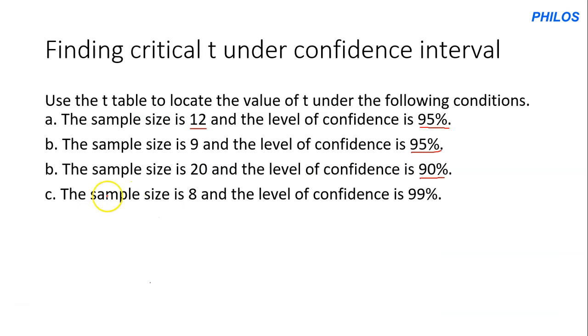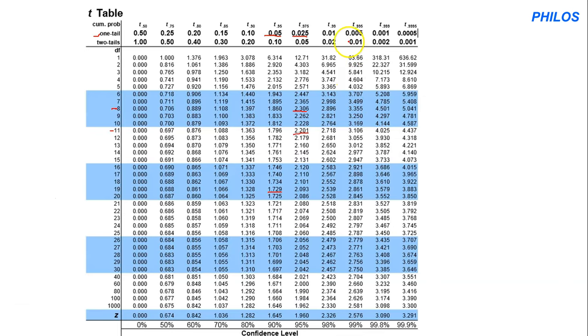So let's look at question D. The sample size is 8 and the level of confidence is 99%. So let's convert 99% to decimal. That will give us 0.99. So 1 minus 0.99 divided by 2 will give us 0.005. And the degree of freedom will be 8 minus 1, that is 7. So let's check 0.005 against degree of freedom of 7. So this is 0.005 at 1 tail. Please be careful, don't go and check 0.05. 0.005 against degree of freedom of 7. So that will give us 3.499. So the answer for question D is 3.499.